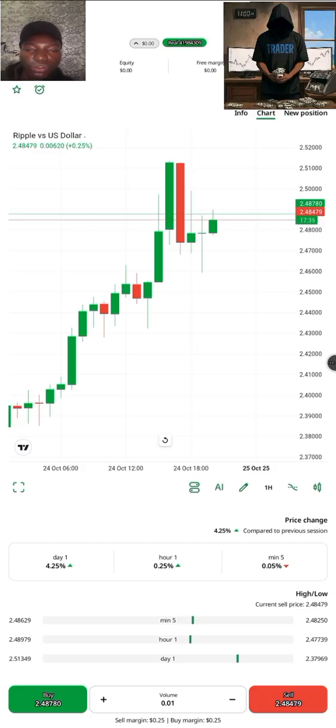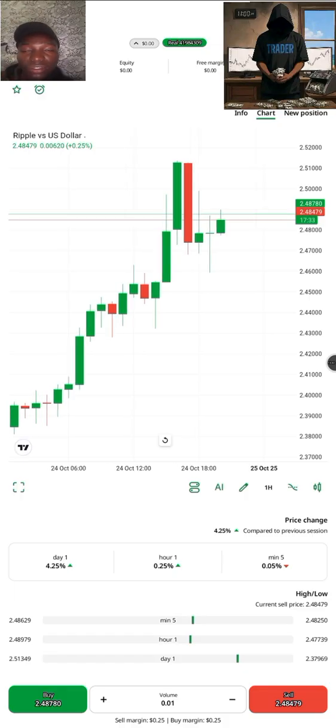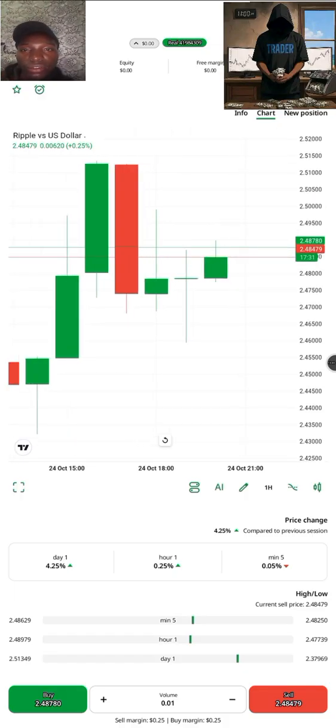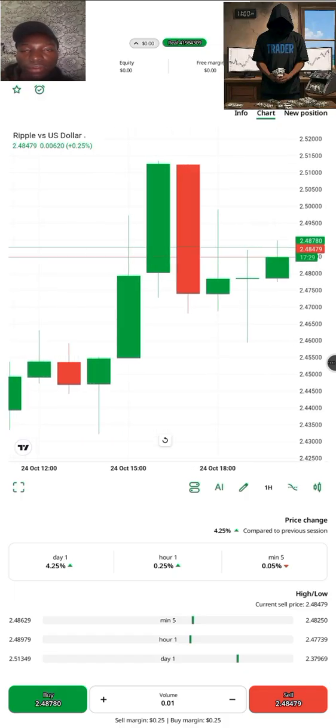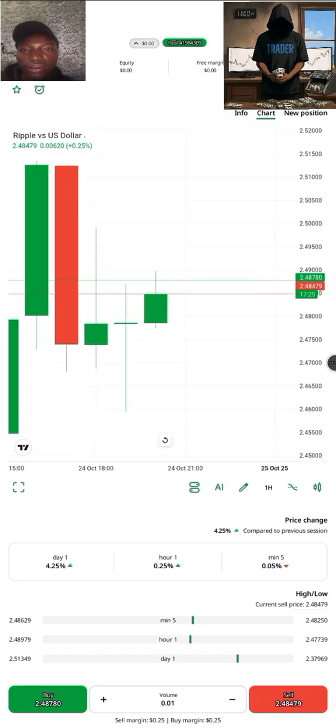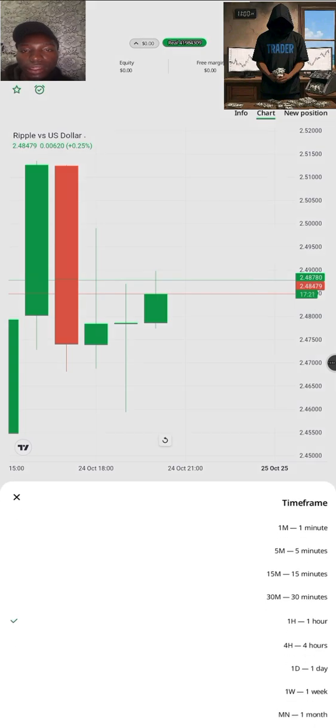For those people who don't know what a candlestick is, there are green candlesticks and red candlesticks. The green candlestick is a buy, the red candlestick is a sell, and those long sticks over there are wicks. And you can see there are some time frames: 1 minute, 5 minutes, 15 minutes, 30 minutes, 1 hour, 4 hours, 1 day, 1 week, 1 month.